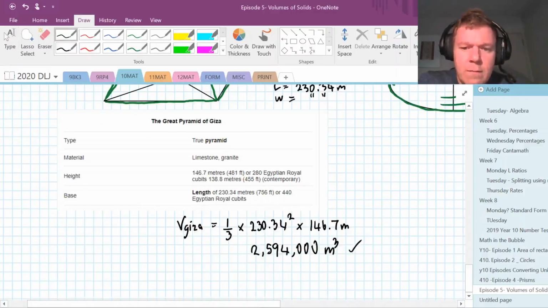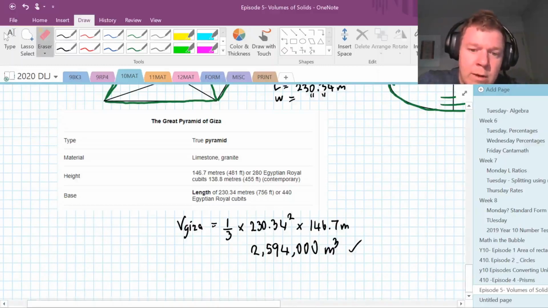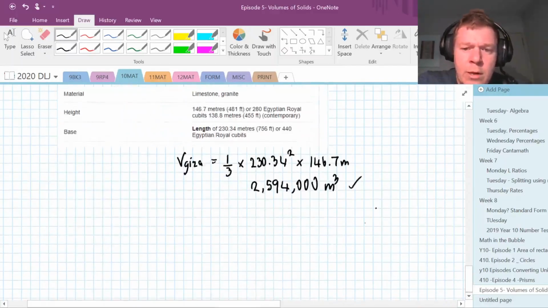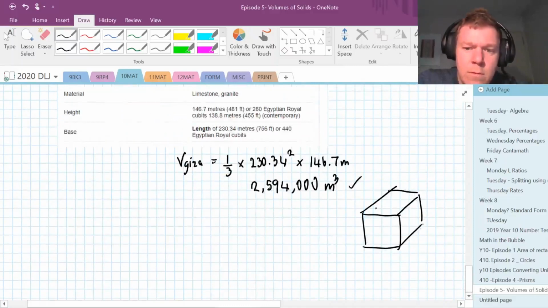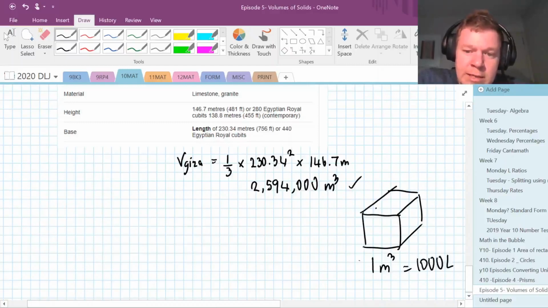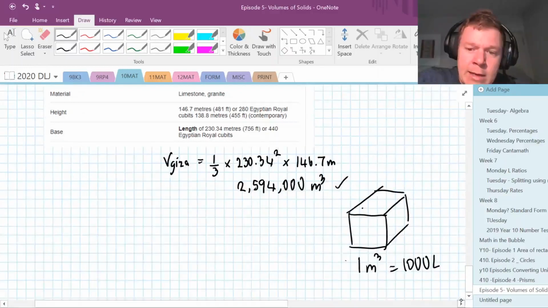So yeah, that's a crazy amount of volume. I wonder what the weight of that would be. You think about a cubic meter. If that was water, then 1 cubic meter, that's 1,000 liters. We learnt that the other day.